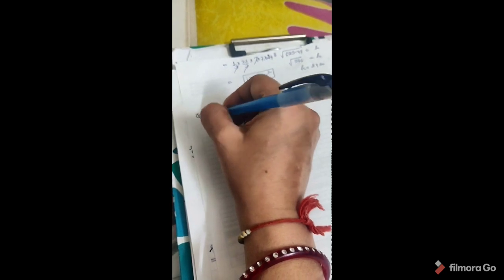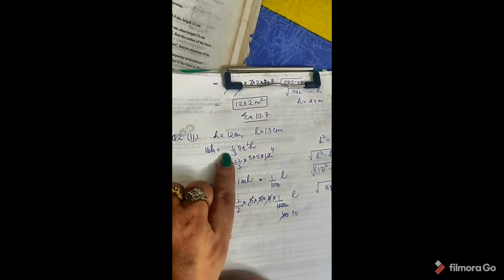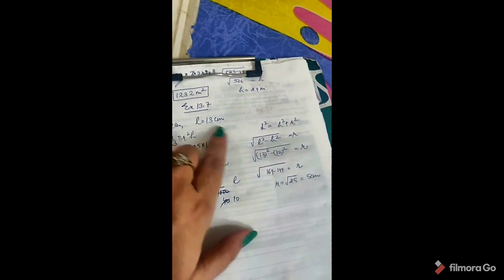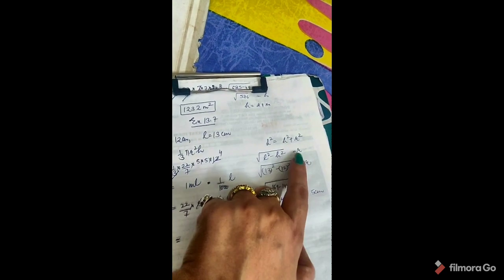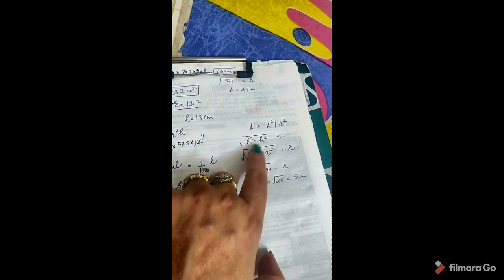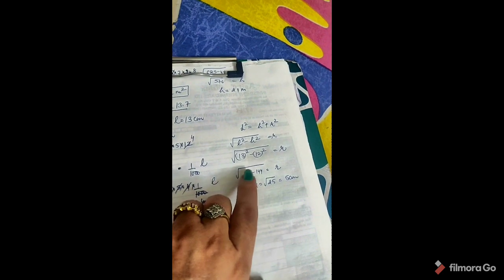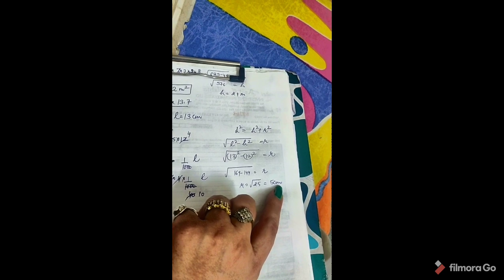This is the second part we are going to do. Here your height is given as 12 centimeter and your slant height is given as 13 centimeter, and you have to find out the volume. As you know, volume is equal to 1 by 3 pi r square h. Again r is not with you, so use this formula: L square is equal to h square plus r square. Value of r is equal to root of L square minus h square. That means root of 13 square minus 12 square, that means 169 minus 144. That means r is equal to root 25, which is 5 centimeter.